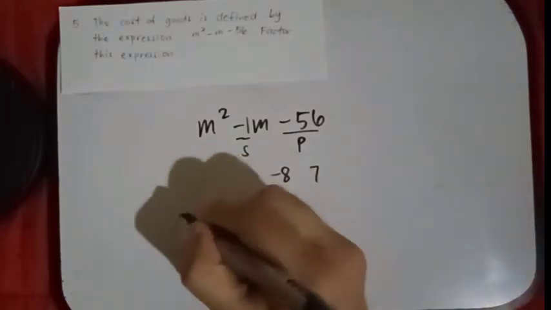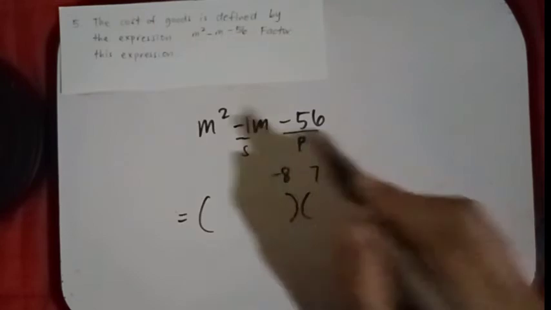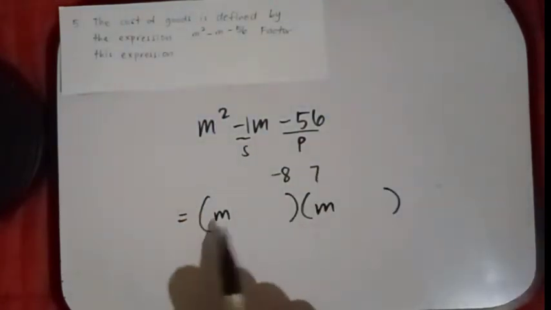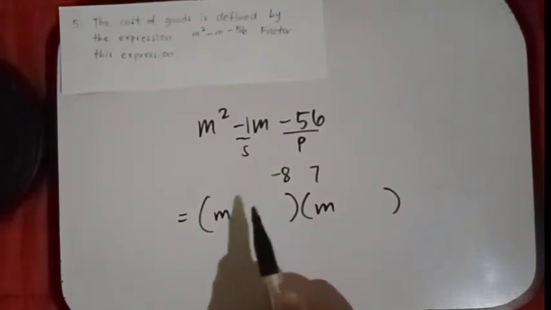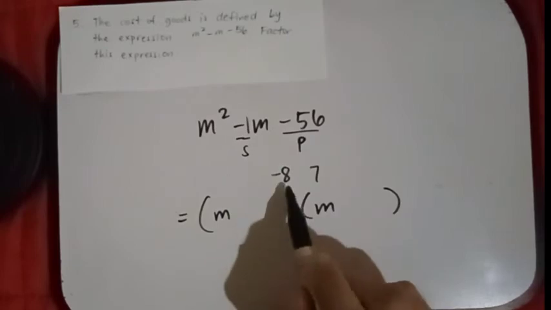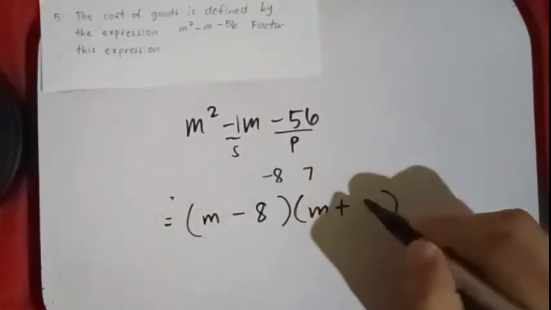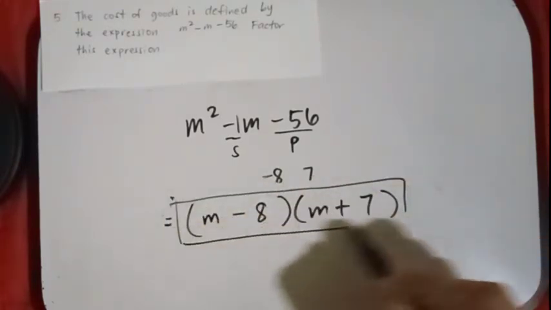Okay, so let's continue. Next are the two binomial factors. Our m squared becomes m and m. That's our first term. Then the last terms of the binomial are these two numbers: negative 8 and positive 7. There. So, our problem is done.